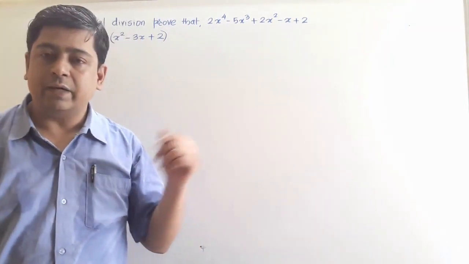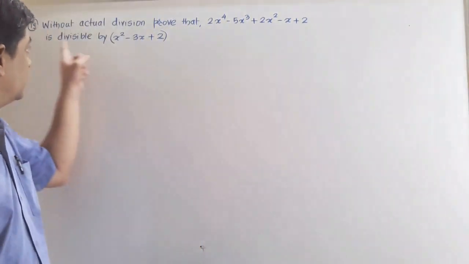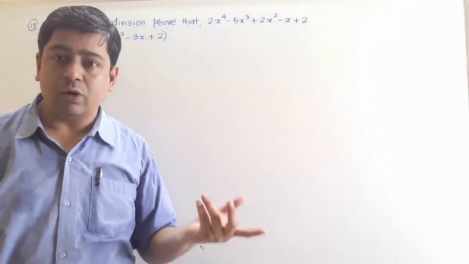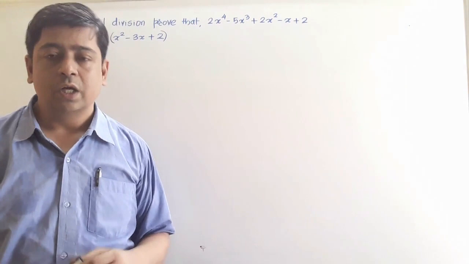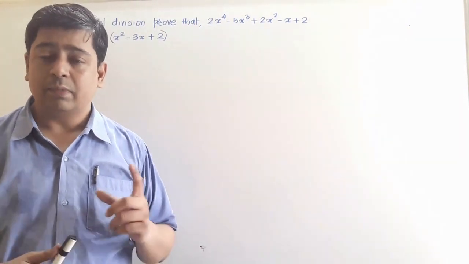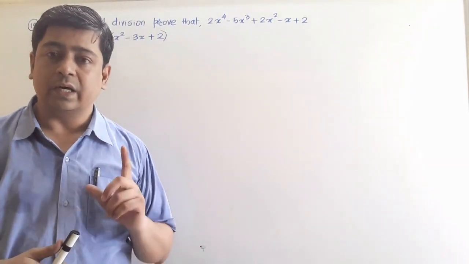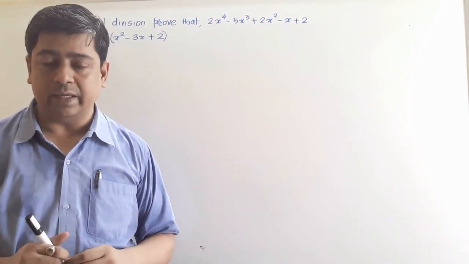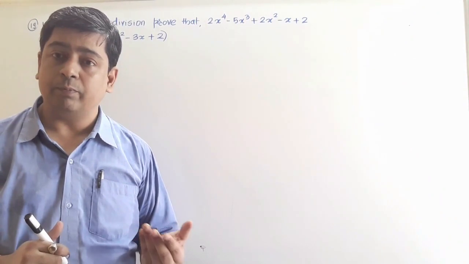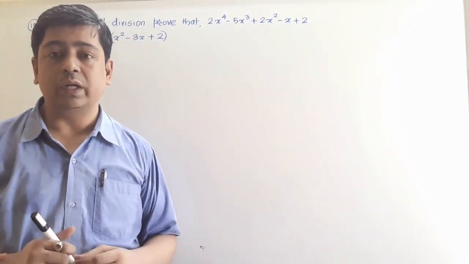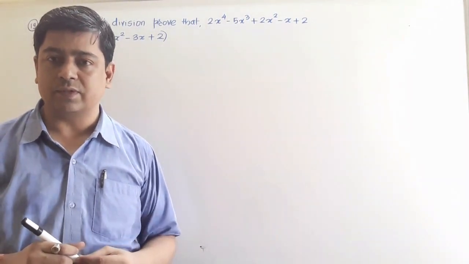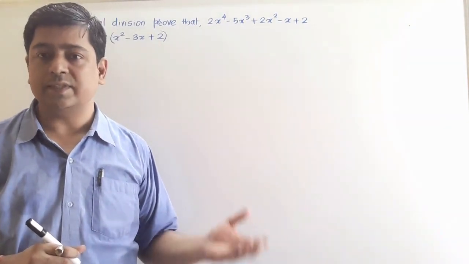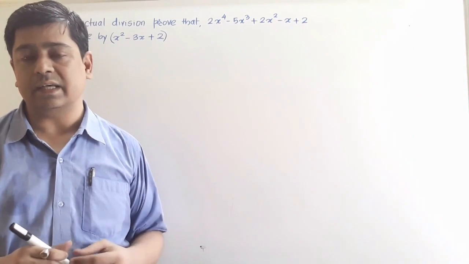One, you divide by the long division method, but it is mentioned in the question without actual division, so that is not possible. If we apply the long division method and the remainder comes 0, we can say yes, it is divisible. But since they say not to apply the long division method, we cannot apply it here. The only way is the remainder theorem, or factor theorem. With the help of the factor theorem, if the remainder comes 0, we can say yes, it is a factor.